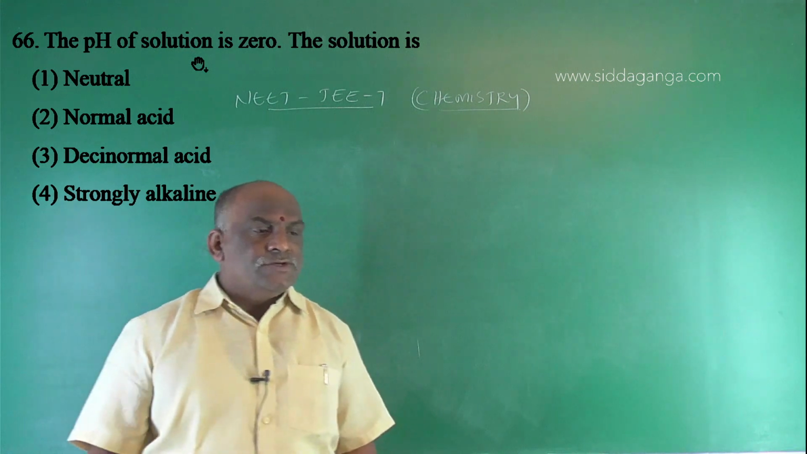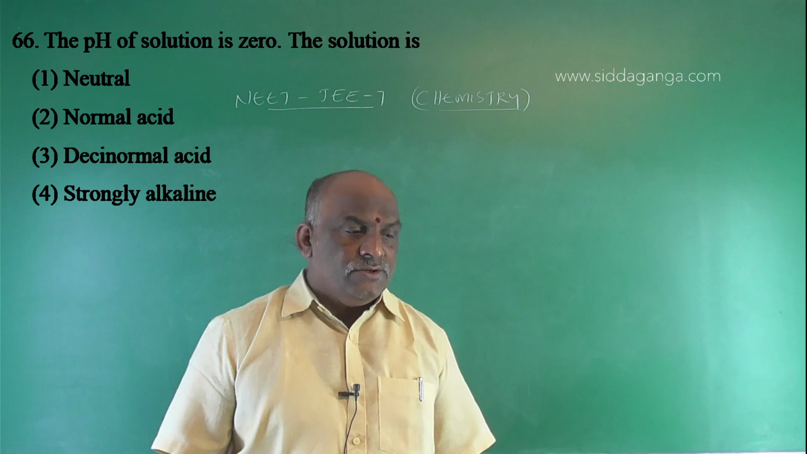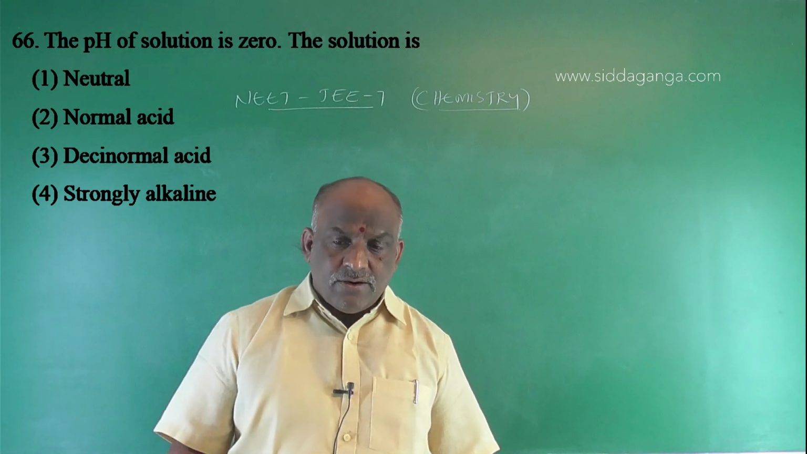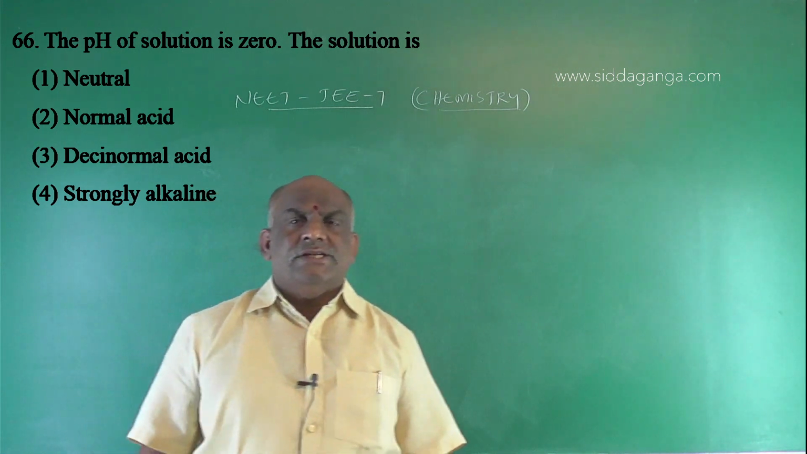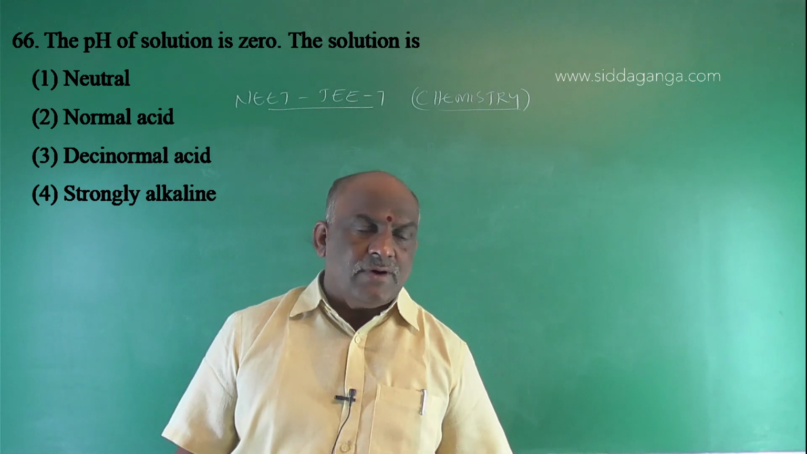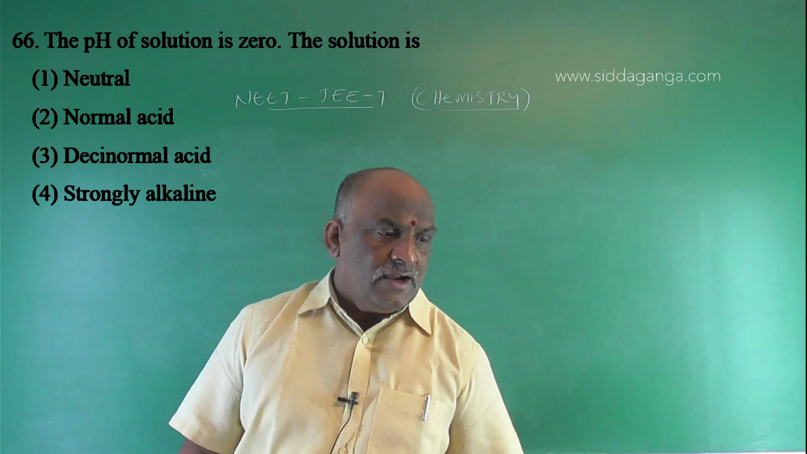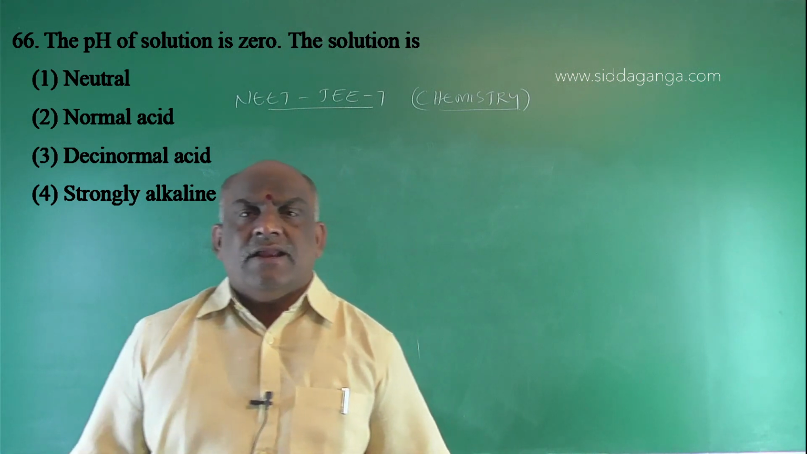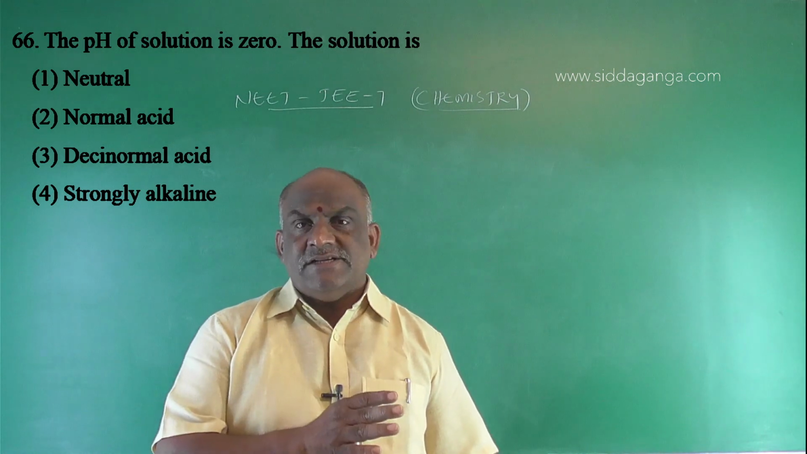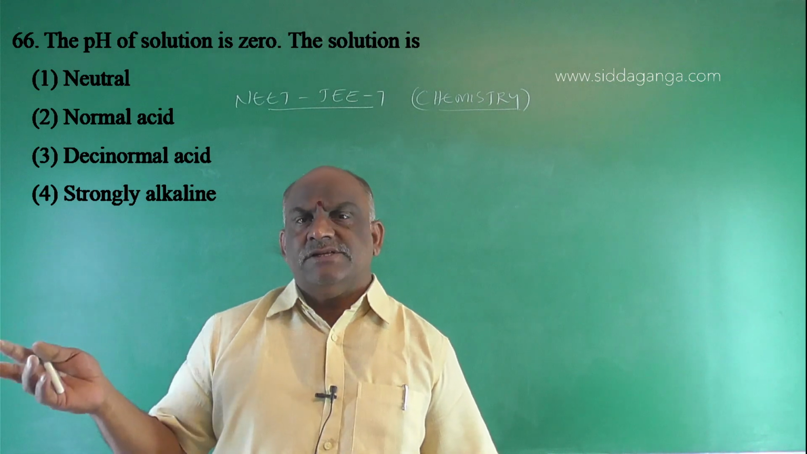The pH of solution is 0. The solution is what? This is a concept background question. For neutral, what is the pH? pH is equal to 7. Decimolar, decinormal means deci is 0.1. And strongly alkaline: the pH is closer to 14. Remember, less than 7 is acid, more than 7 is base. Strong base, strongly alkaline means the pH is closer to 14.